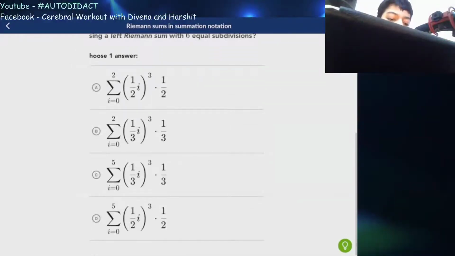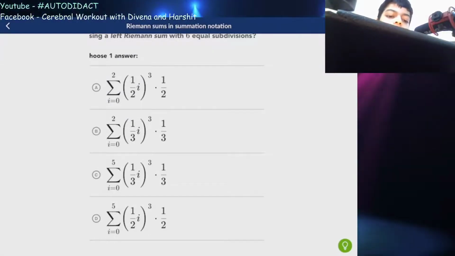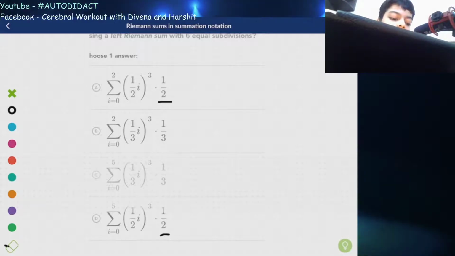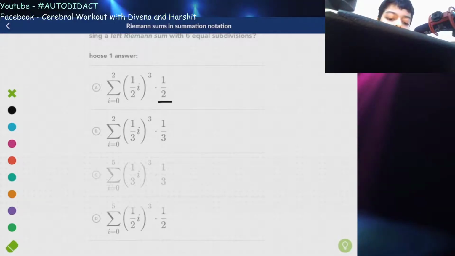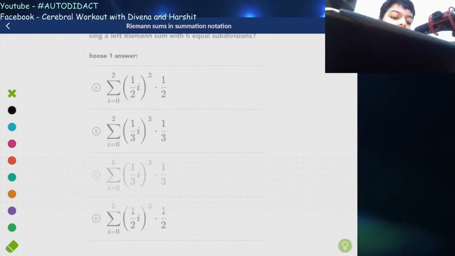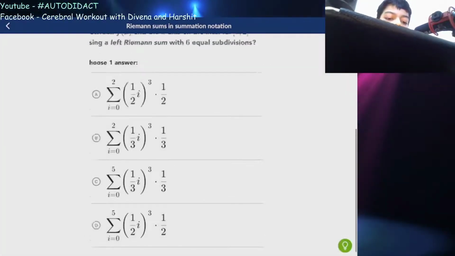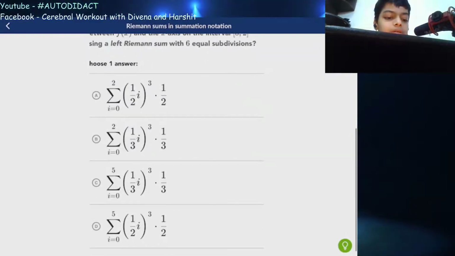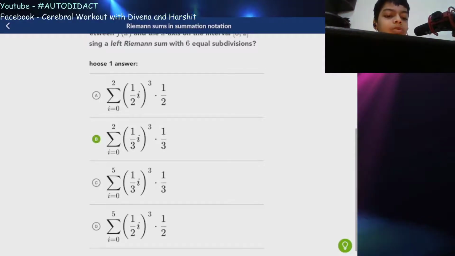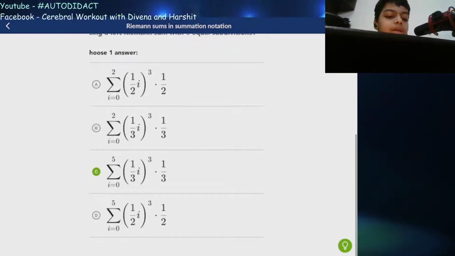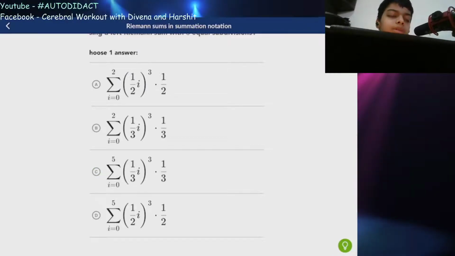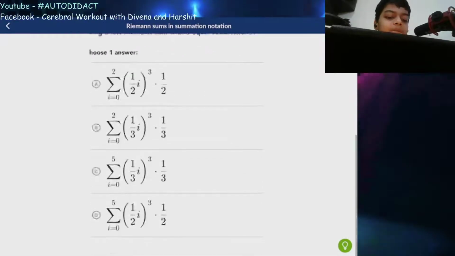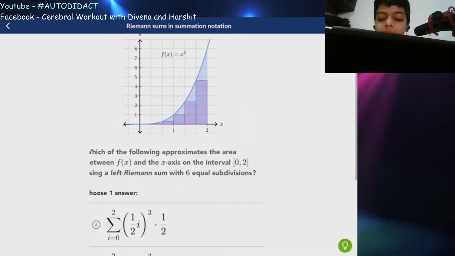So we can rule D and A out because they say each has an equal width of 1/2. So we can rule this one out. We are just left with B and C, and we have 6 equal subdivisions. This one is saying that we only have 2 equal subdivisions. This one is saying that we have from 0 to 5. If we count it, 0, 1, 2, 3, 4, 5, 6, so we have 6 equal subdivisions in this case. So I think this is the answer. Let's check.